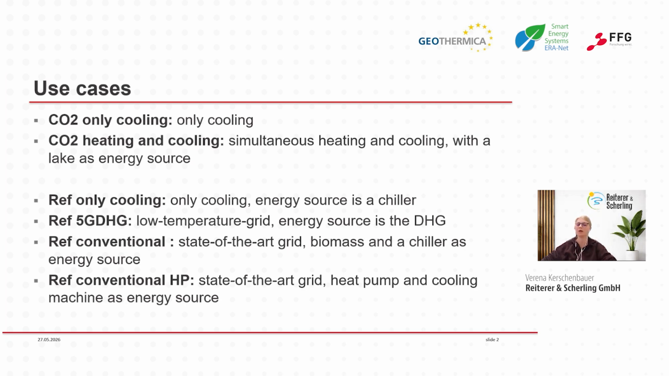In addition to that, we have the 4 comparison scenarios which we have defined. We have the REF only cooling, which represents the reference scenario for the case only cooling, so we can only cool in this scenario, and the heating has to be provided from another source. Then we have the REF 5G-DHC, which describes a modern 5th generation district heating and cooling network. We have the REF conventional, which represents a typical biomass-based district heating network, which is, I think, very common in Austria. And we also have the district cooling network, which is operated by a chiller. The REF conventional heat pump is essentially the same as the previous scenario, but here the heat pump is used instead of biomass. This represents a district heating operation which is commonly found in Denmark.